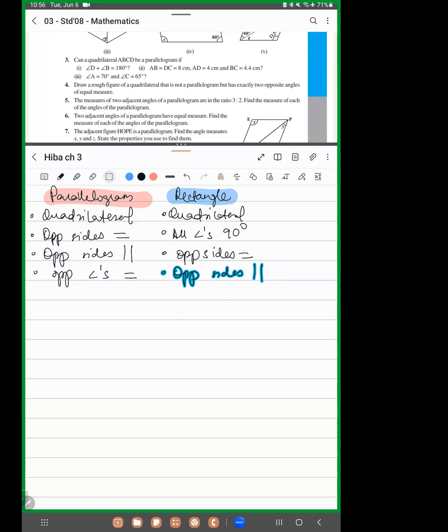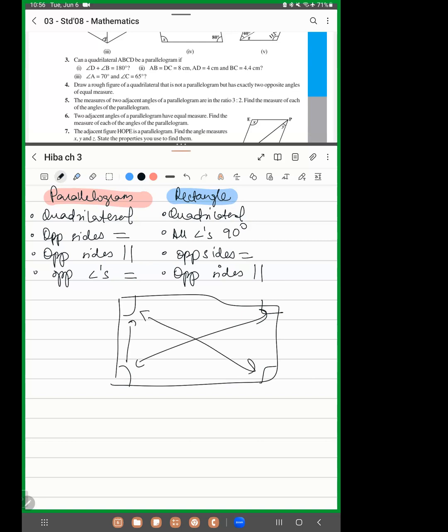Opposite sides are parallel. And do we need to write opposite angles are equal also? No, because all angles are 90, so obviously opposite angles will be equal. If all the angles are 90, then opposite angles are going to be equal only, no? In fact, all the angles are going to be equal to each other. Yes or no?